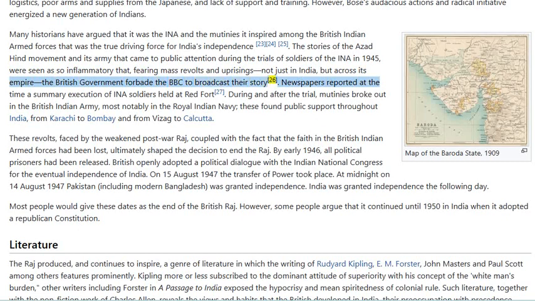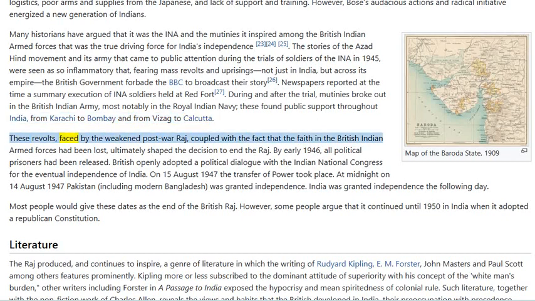Newspapers reported at the time a summary execution of INA soldiers held at Red Fort. During and after the trial, mutinies broke out in the British Indian Army, most notably in the Royal Indian Navy. These found public support throughout India, from Karachi to Bombay and from Vizag to Calcutta.